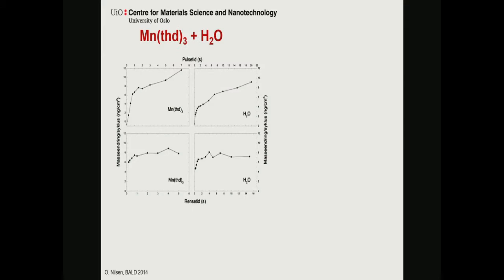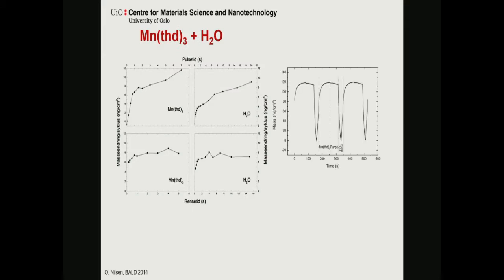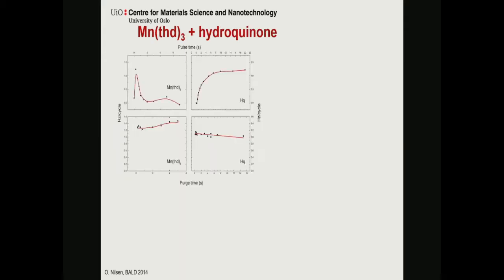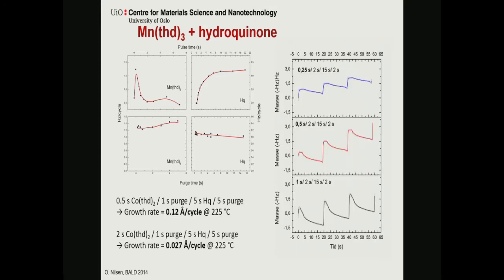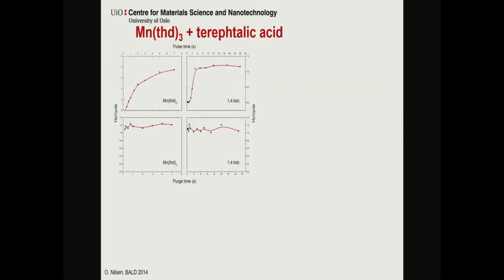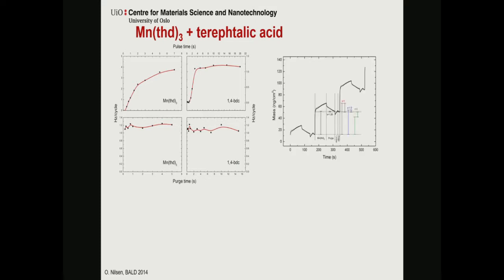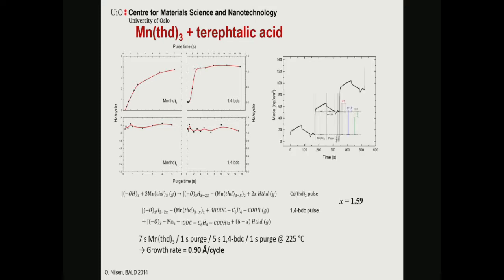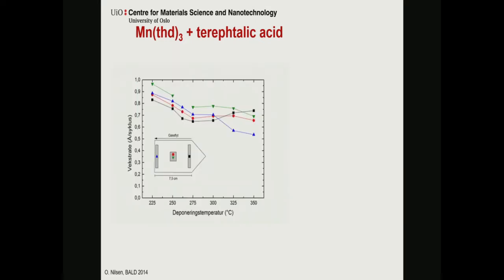Okay. If you do the same with manganese, which is trivalent, then water is no good. And with hydroquinone, you have this interesting fact here. Again, if you overpulse your metal, you lose your film. And this is something that we have verified will happen. So it is not just an artifact, it's there. But if you then rather swap it with terephthalic acid, you do have fairly nice growth, similar to the cobalt, but you have a much more stable growth as a function of temperature for this trivalent compared to the divalent THD.